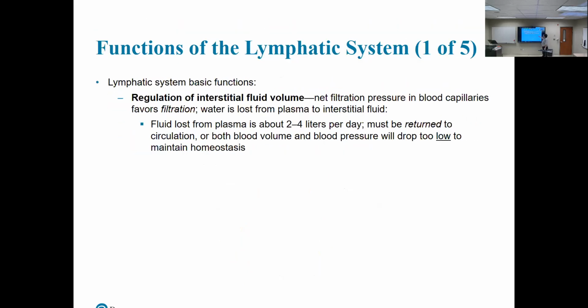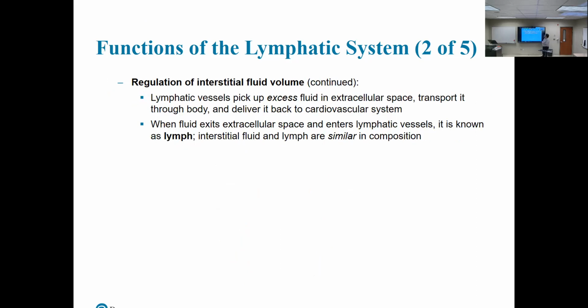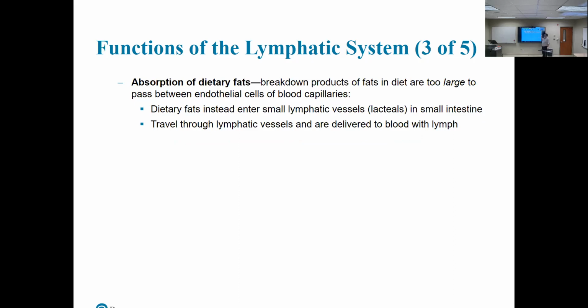So one of the big things it does is regulate this interstitial fluid. You make 2 to 4 liters per day. So you would have swelling, right, if the lymphatic system didn't work. It also regulates what's in the interstitial fluid, right, and that's big time. Here's one you may not know. Did you know that all the fat in your body is absorbed into the lymphatic system? It does not go into the bloodstream at the digestive system.